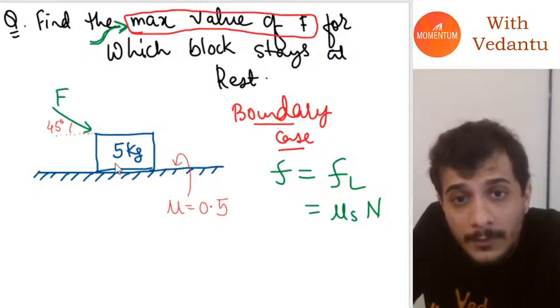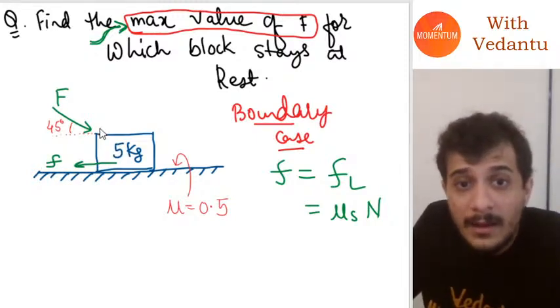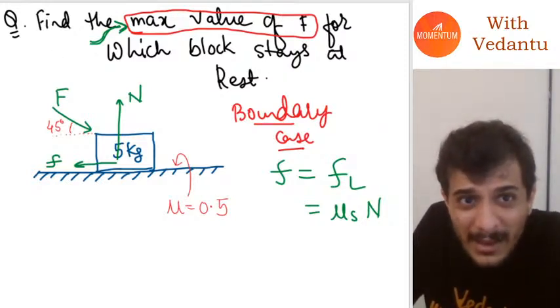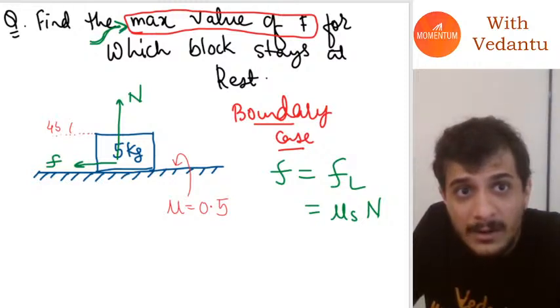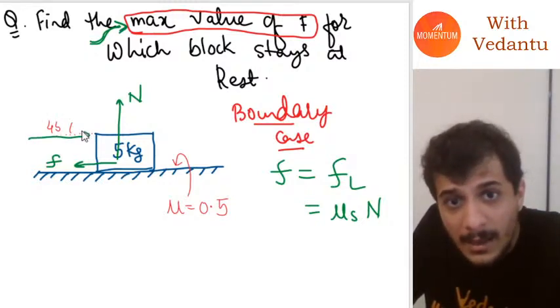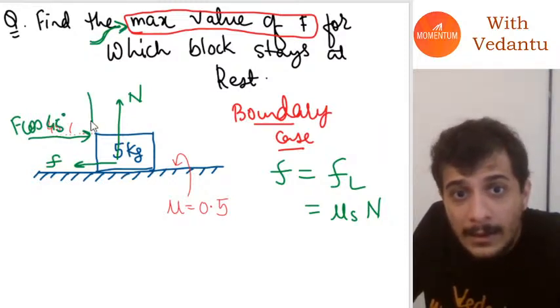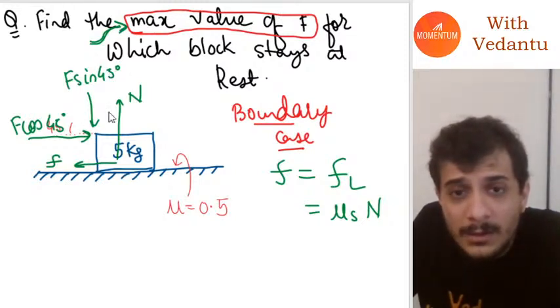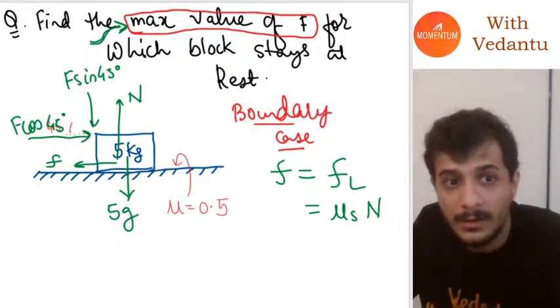I will have a force of friction in this direction, F in this direction, and a normal reaction in the upwards direction. This force F can be divided into two different components: F cos 45 here, and F sin 45 here. What other force will be there, guys? There will also be a force of 5g in the downwards direction.